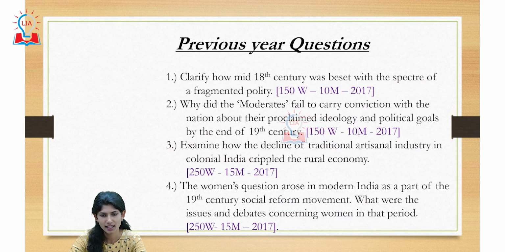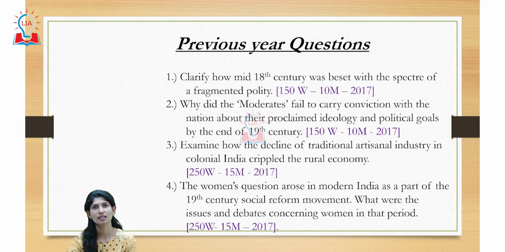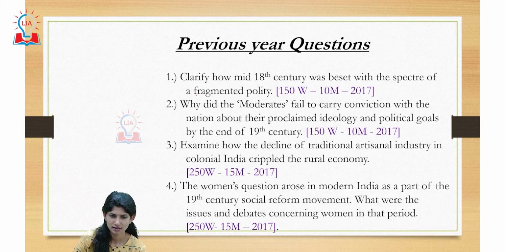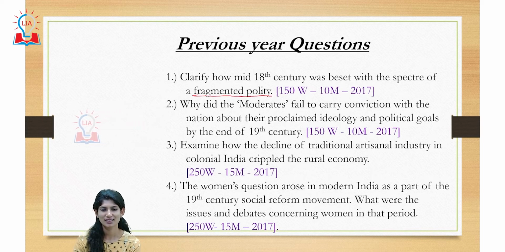Clarify how the mid-18th century was beset with the spectre of a fragmented polity. This is your first question. This question is taken from 2017. It's for 10 marks. You have to write it in 150 words. Okay. Now here the keyword is fragmented polity. Okay. Next question.